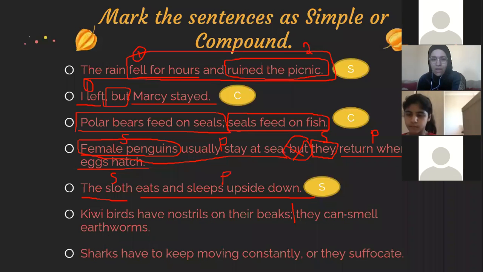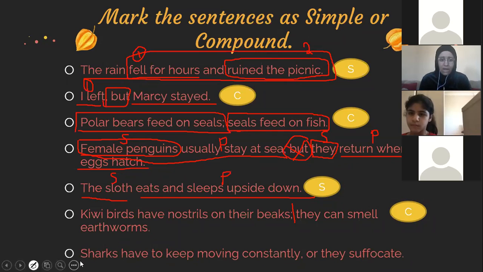I have a subject, a predicate, and another idea. Then here I have two independent clauses, then it makes a compound sentence. The last one: sharks have to keep moving constantly or they suffocate. Here I have two independent clauses, so they make one compound sentence. Okay, I hope everything now is clear for you.